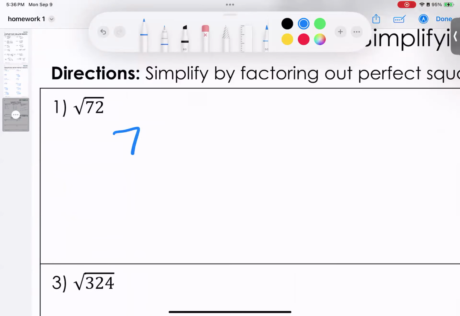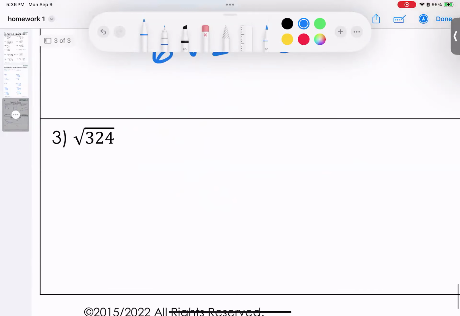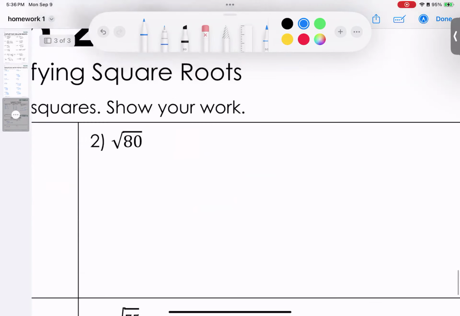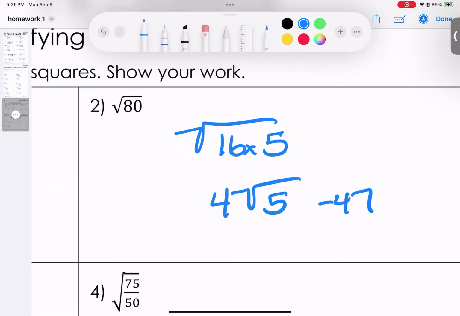72 is not a perfect square, but I can break it down into 36 times 2. 6 times 6 is 36. It could be the positive or negative version because it is squared. 324 is a perfect square, so this is negative 18 or 18 because 18 times 18 is 324. Over here, 80 is not perfect, but 16 times 5 is pretty fantastic. 16 is 4 times 4. Square root of 5, don't forget, be positive or negative.